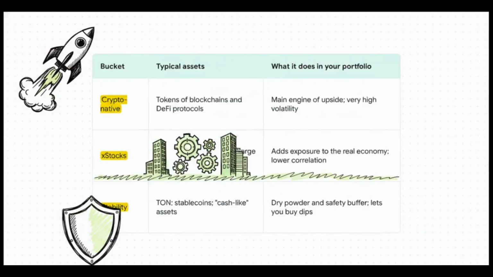And what this does is it totally changes how you can think about building a portfolio on-chain. You can almost see it in 3 buckets. You've got your high-risk, high-reward crypto-native stuff. You've got your stable, cash-like assets for safety. And now you have X stocks sitting right in the middle, acting as this amazing diversifying layer that connects your portfolio to the real economy and helps smooth things out.